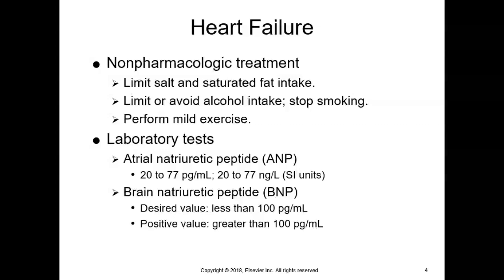Lab tests used to monitor for heart failure include atrial natriuretic peptide and brain natriuretic peptide, ANP and BNP. The normal value for ANP is 20 to 77. BNP is considered a more sensitive test than ANP for the diagnosis of heart failure. BNP is frequently talked about or used in the clinical setting, so it's definitely a lab value that you want to be familiar with and to know the normal value of. So the desired value for BNP is less than 100.